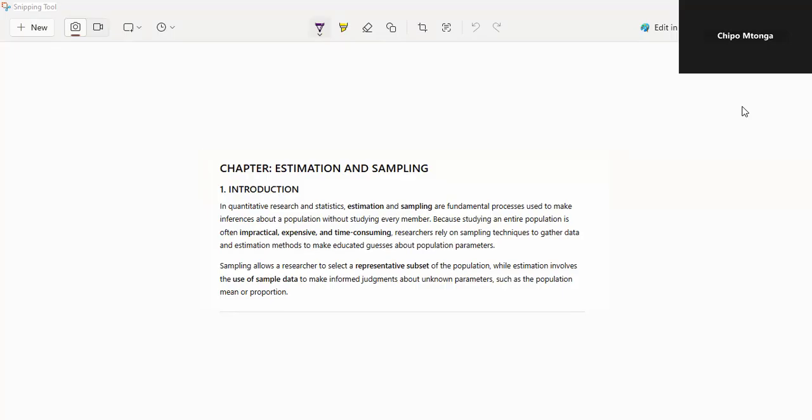So in quantitative research, estimation and sampling are the fundamental processes that we use to make inferences about a population without studying every member. Okay, so we are going to use this as a foundation for our class in hypothesis testing. So you need to pay particular attention, especially to the concepts that we are going to have in here.